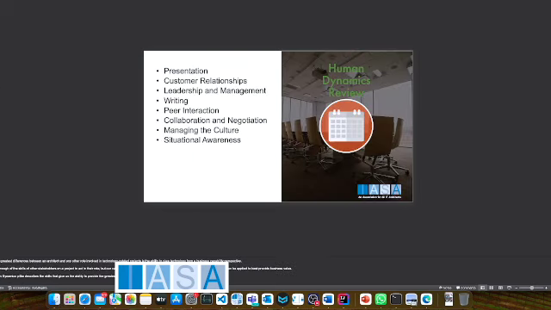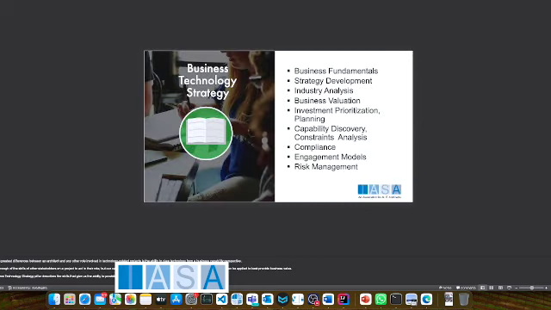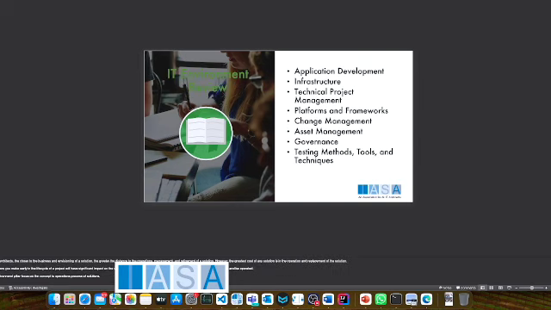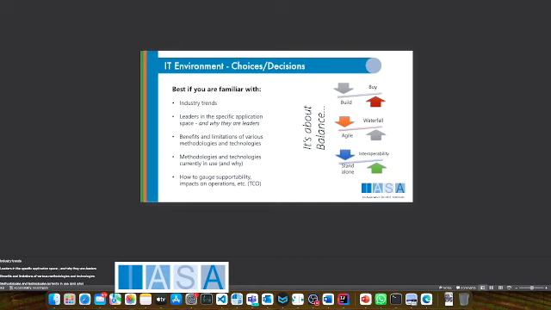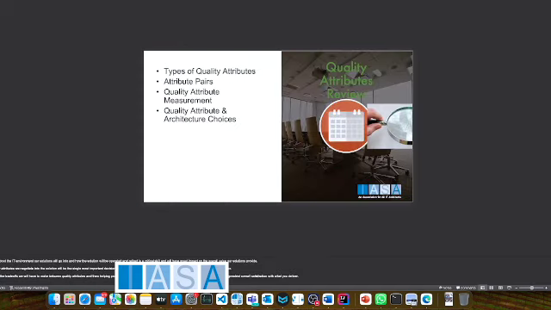As I said, we'll cover things like human dynamics and people skills. We'll cover business technology strategy skills and how you interact with a sophisticated business partner. We'll talk about the IT environment and technology skills you'll need to be successful as an architect, as well as the common trade-offs and choices and decisions that we have to make. We'll look at quality attributes and how quality attributes work, and then we'll talk ultimately about design and design delivery.